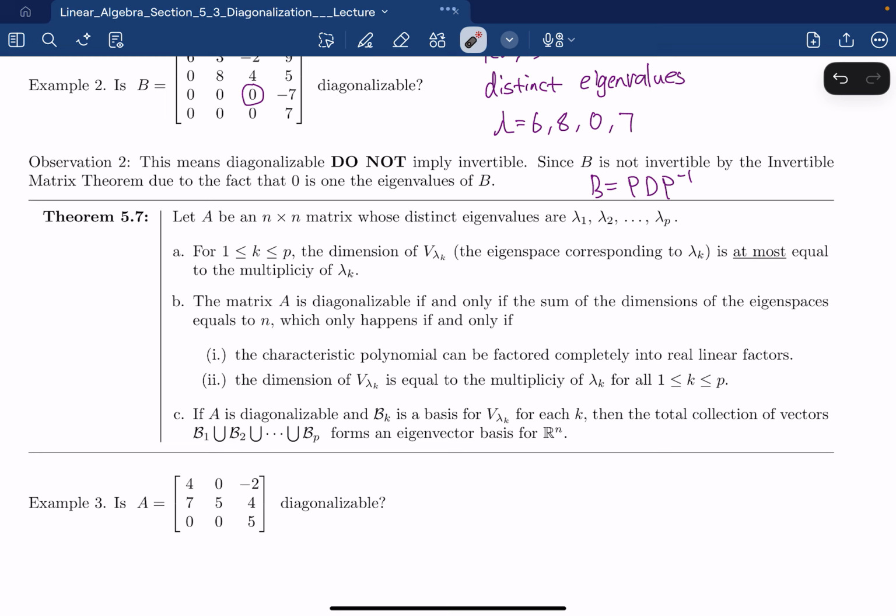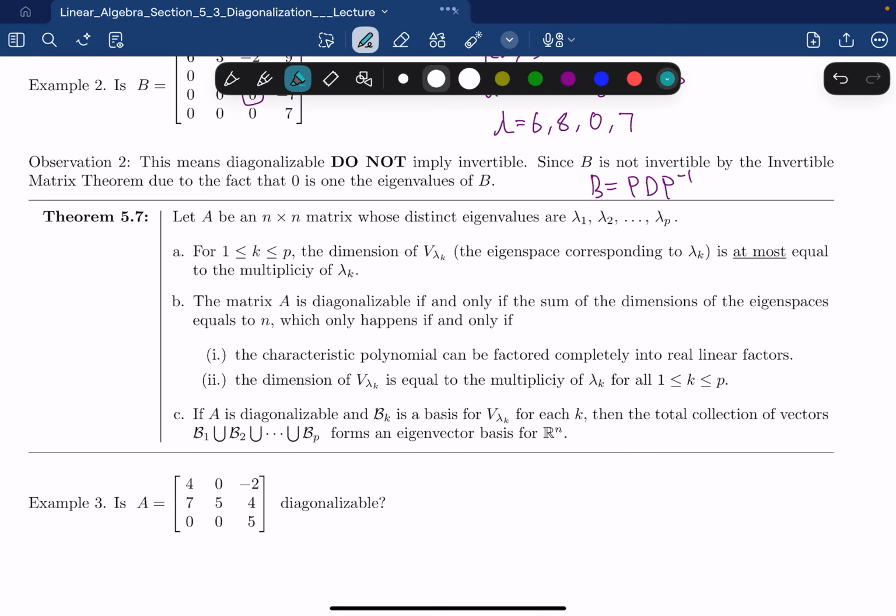Lastly, if A is diagonalizable and beta k is a basis of the eigenspace for each k, so maybe this is kind of the important part of it. Okay, so for each eigenspace, we can find its basis. Then if we add up all of these vectors in all of the bases, that forms an eigenvector basis of Rn.